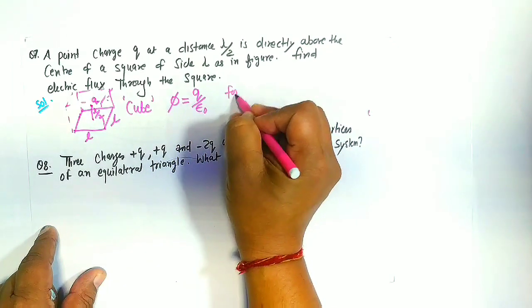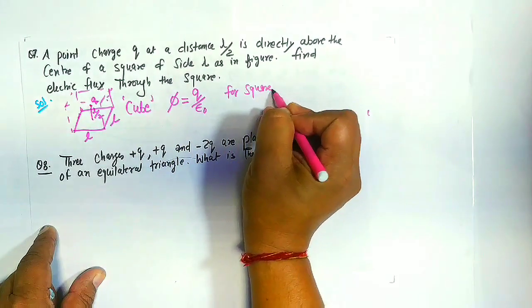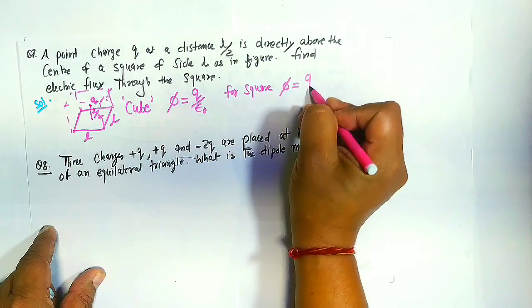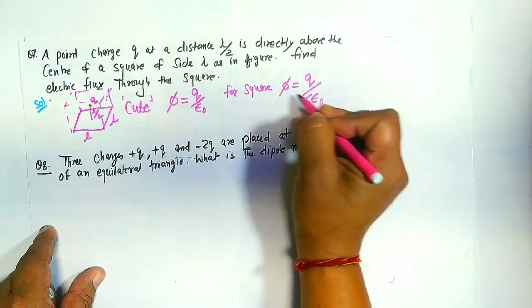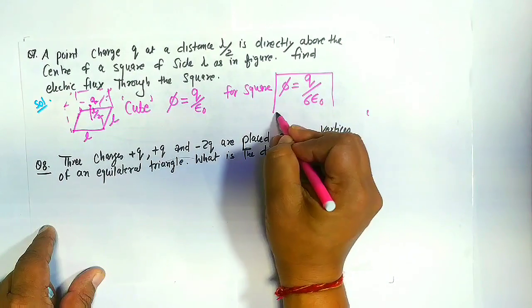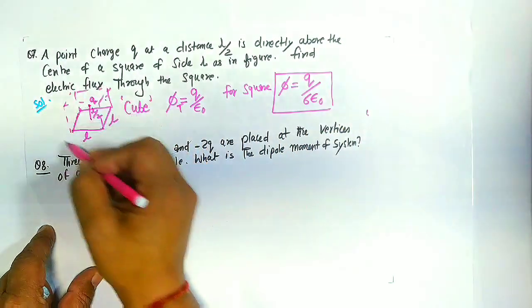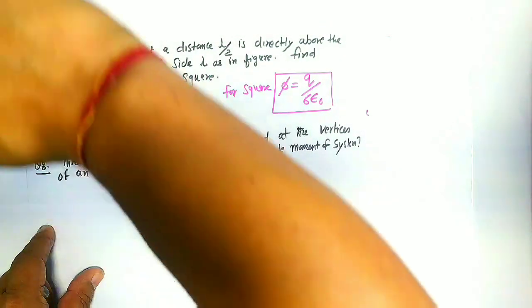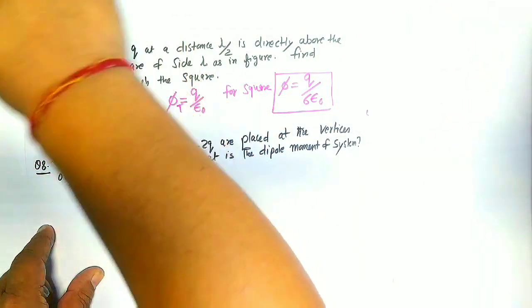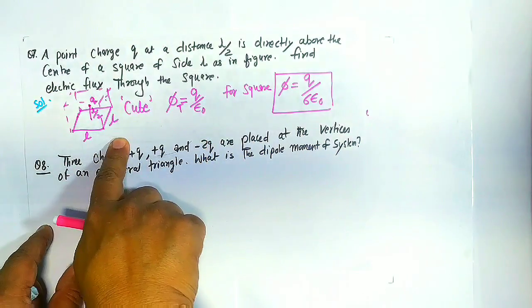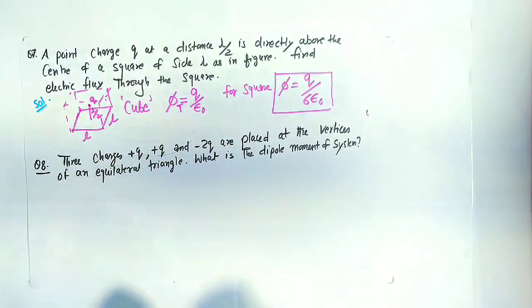But for a square, we know that the flux will be Q by 6 epsilon naught. So this is the flux. Are you getting it or not? You have enclosed the Q symmetrically, and above this square there will be another square at the same distance. The whole formation will be a cube. So flux through the square will be Q by what? It will be Q by 6 epsilon naught.